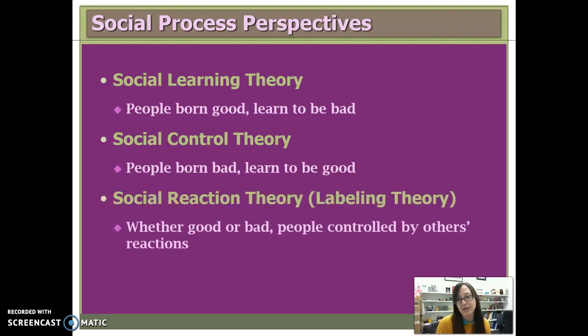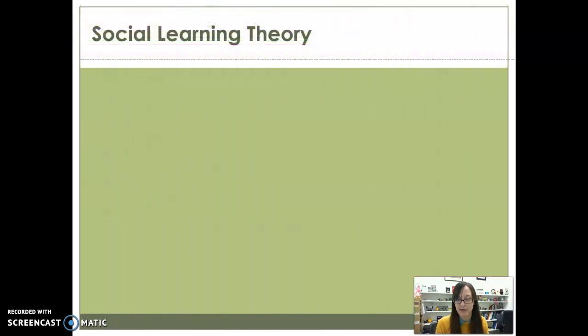And then social reaction theory, or labeling theory, is basically that whether you're good or bad, people are controlled by other people's reactions. People become criminals when significant members of society label them as bad or criminal, and it's that self-fulfilling prophecy. We're going to talk about social learning theory first.